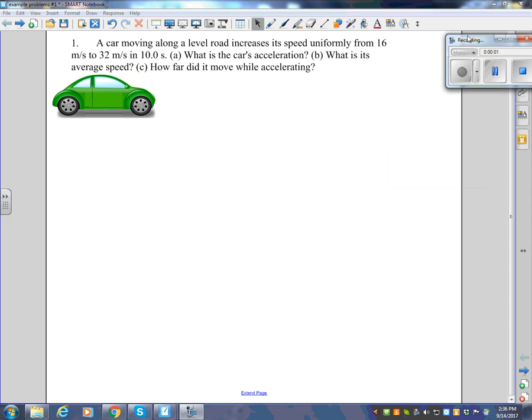A car moving along a low road increases its speed uniformly from 16 meters per second to 32 meters per second in 10 seconds. What is the car's acceleration? What is its average speed? How far did it move while accelerating?